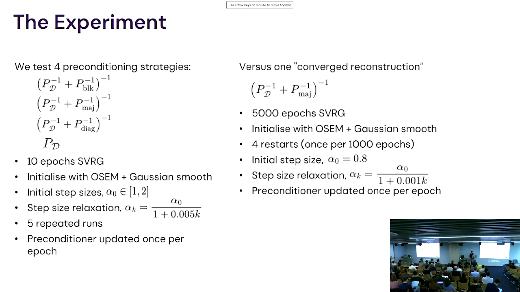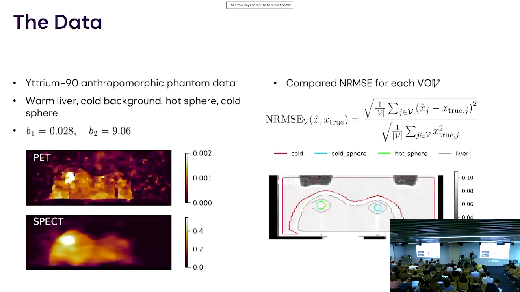And again, this preconditioner is updated once per epoch. The data that we looked at was some anthropomorphic phantom data measured at NPL on their AnyScan Trio. So this does a SPECT and a PET scan on the same system, which is quite neat. And this phantom has a warm liver compartment, a cold background, a hot sphere, which you can see on the left here, and a cold sphere, which you can see on the right there. And these are the reconstructed images here.